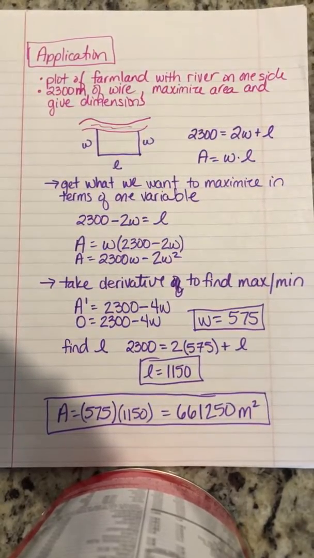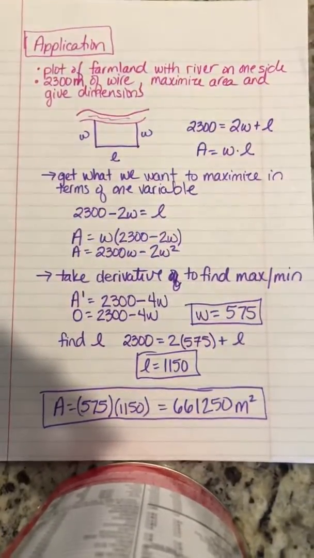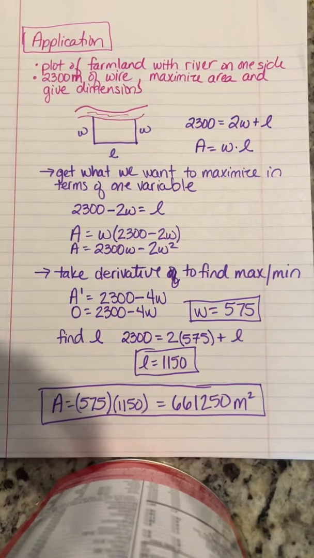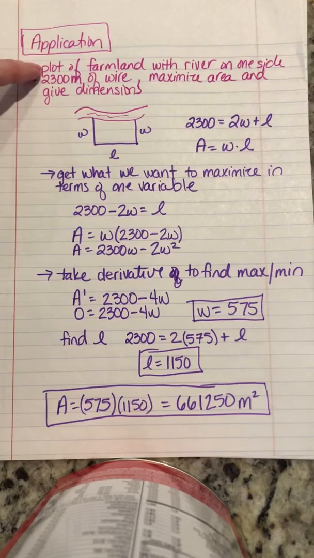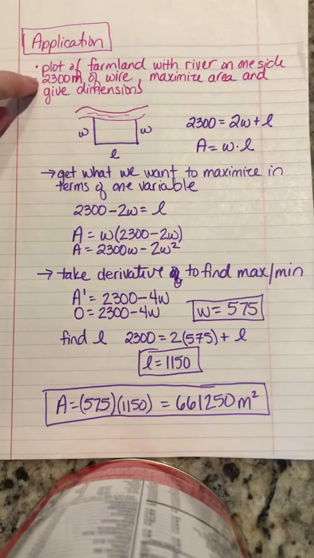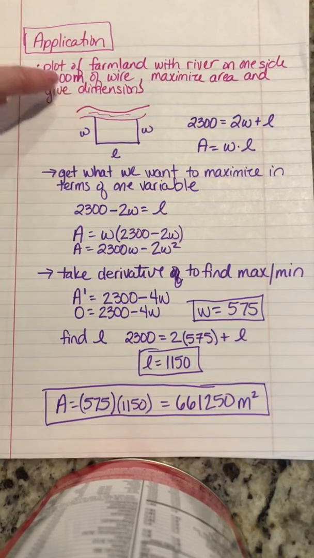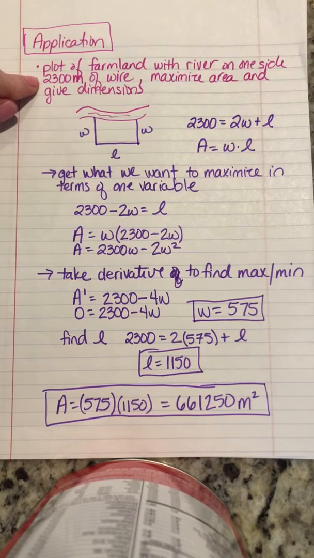Okay guys, one application problem and one implicit differentiation problem. Their favorite application problem is this: maximizing the plot of farmland given a certain amount of fencing. So they say there's a plot of farmland with a river on one side. You have 2,300 meters of wire. Maximize the area and then give the dimensions.